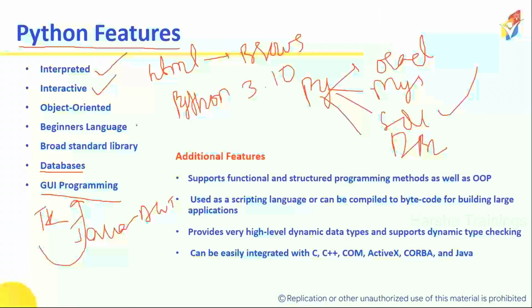Now, one more important point I can say is Python has high productivity. What is the meaning of high productivity? If I want to write a program in C and it takes 10 lines, the same program in Java may take 8 lines. The same program in Python may take just 3 to 4 lines.